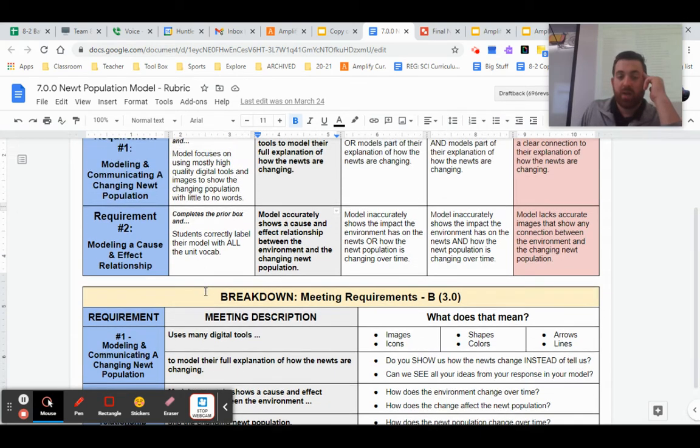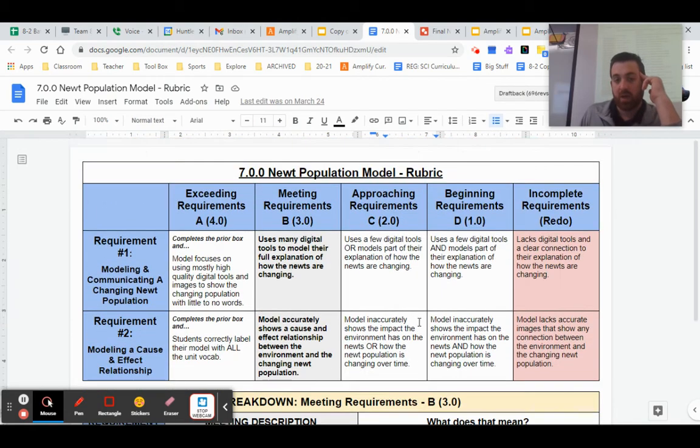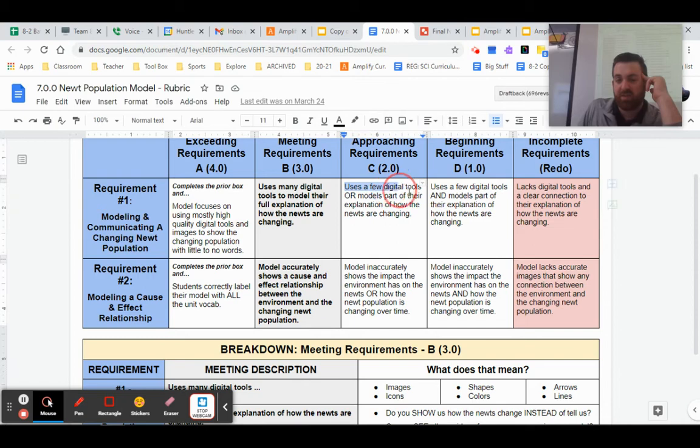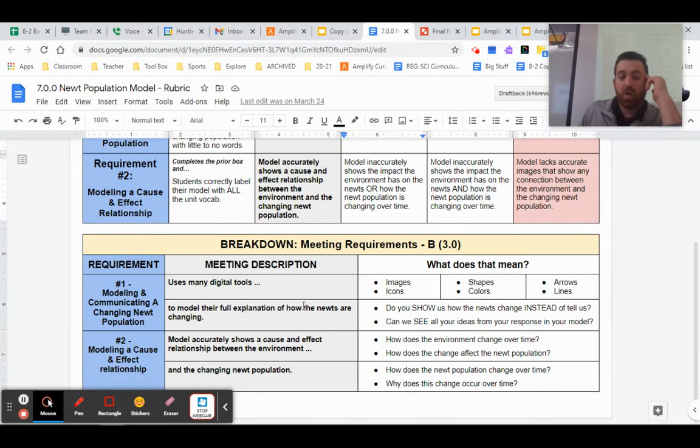Well, number one, what does it mean to use many digital tools? Do we use images, icons, shapes, colors, lines, arrows? Do we use many of these things, or do we just have a few images? Okay. If we only have a few images, then really we have very few digital tools used. To model their full explanation, do you show us how the newts change instead of tell us?